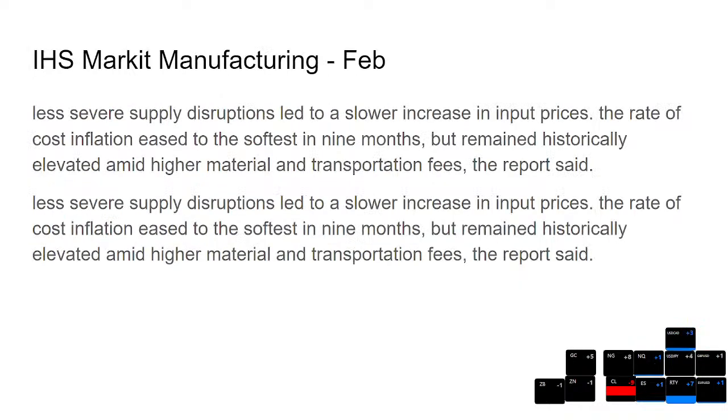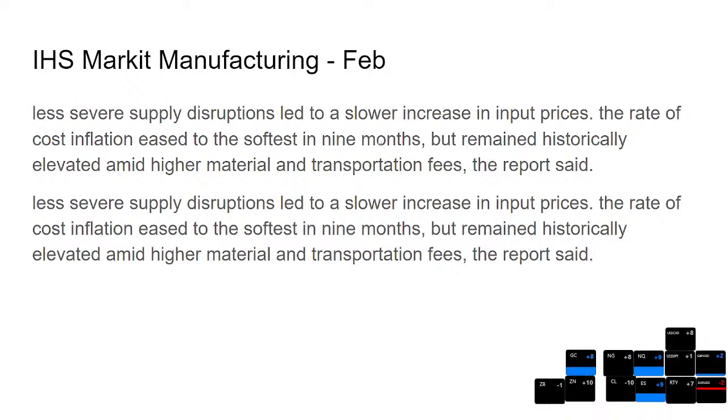Okay, so other bits of information that we need to be aware of as well. The IHS Markit manufacturing data that we received for the February report said that there is less fear. This is bearing in mind before the Ukraine conflict had begun. IHS had said that less severe supply chain disruptions led to a slower increase in input prices, and the rate of cost inflation eased to the softest in 9 months, but remained historically elevated amid higher material and transportation fees, according to the report.